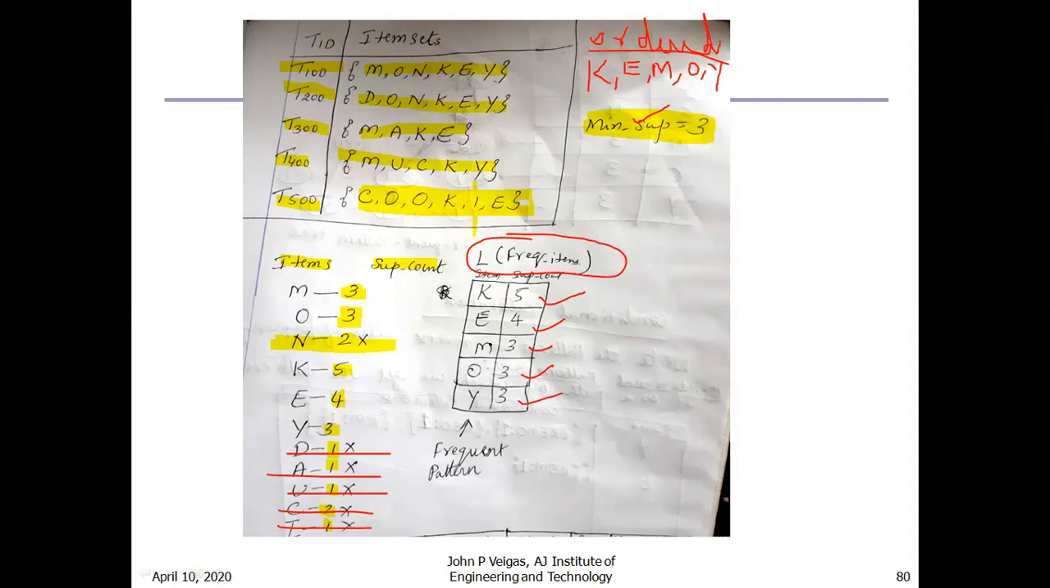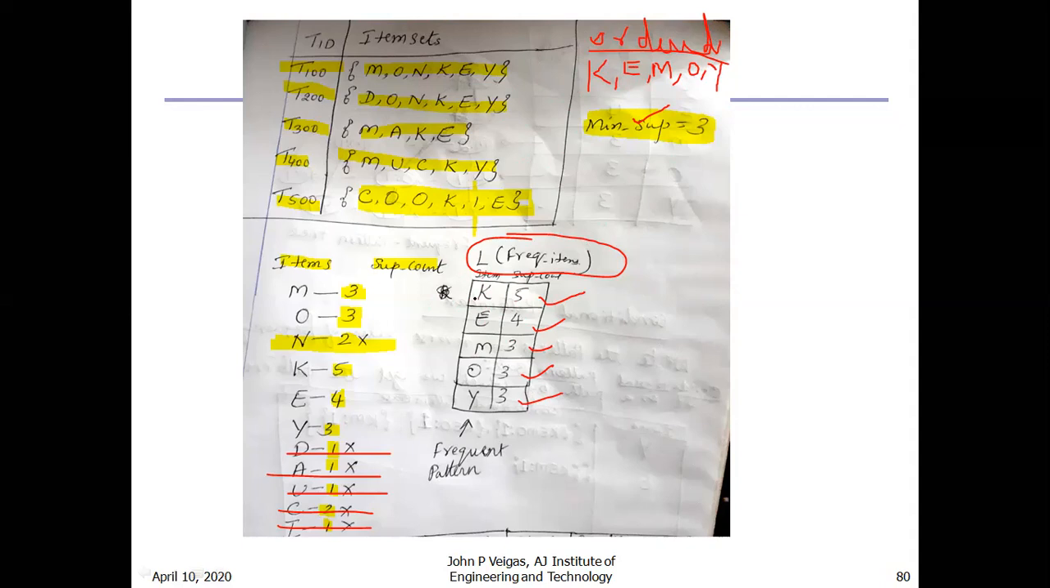Next is M. M is present. Next is O. O is present. Next is Y. Y is present. Yes, Y is present. For this second transaction, we need to write first whether K is present or not.